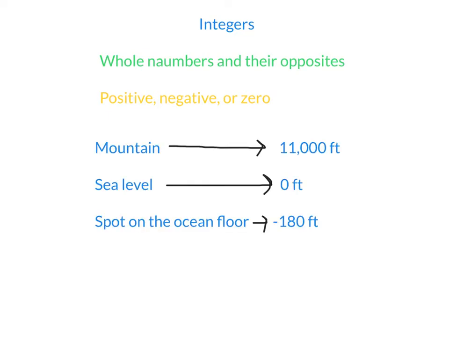So we can use sea level and heights that are above and below sea level as an illustration for this. We have a mountain that would be 11,000 feet. That's a positive integer. We have sea level, which is at 0 feet. And then we have a spot on the ocean floor, which is negative 180 feet. So that's actually below the sea level.